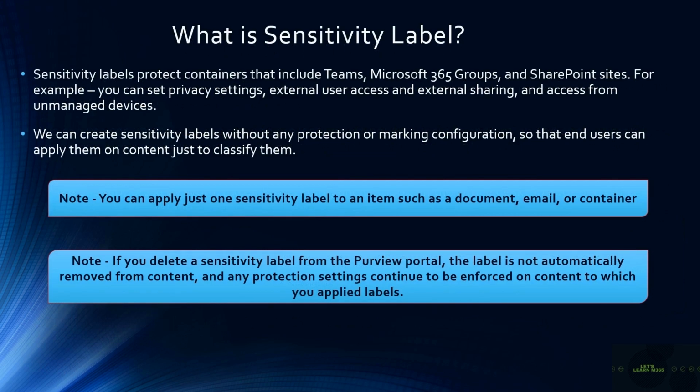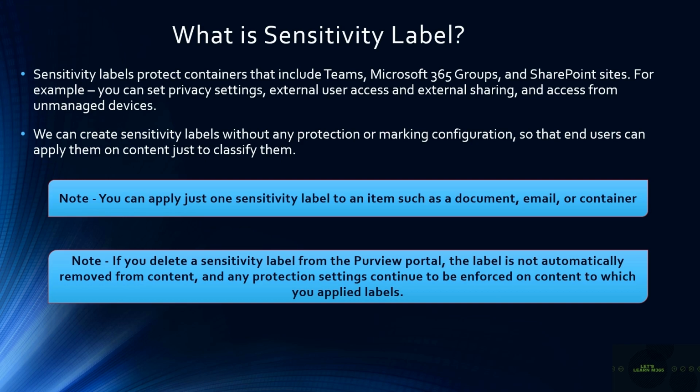Sensitivity labels can also be used to define privacy settings in Teams, Microsoft 365 groups, and SharePoint sites. We can also create labels without any protection settings so that users can apply them just to classify the data, and administrators can view the label activity on the Microsoft Purview portal, which I'll demonstrate later in the video. Another important thing to note here is a document or an email can have only one sensitivity label applied, and there is no way to apply more than one label.